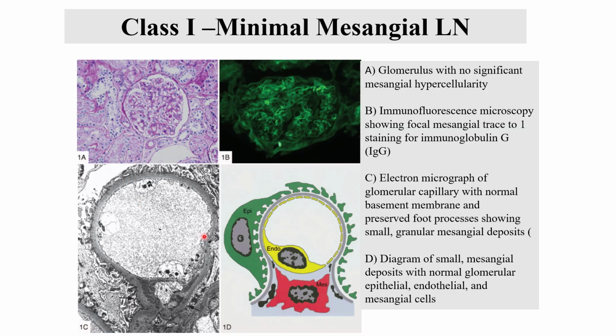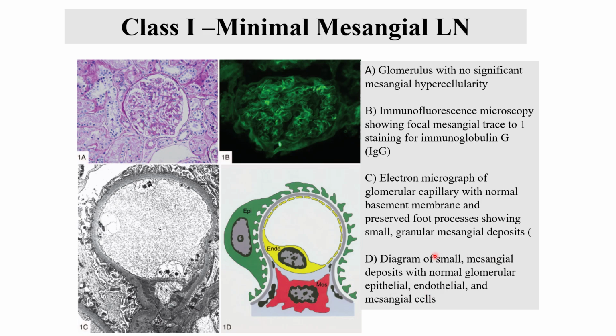On electron microscopy, there is a glomerular capillary with normal basement membrane and preserved foot processes, showing small granular mesangial deposits.